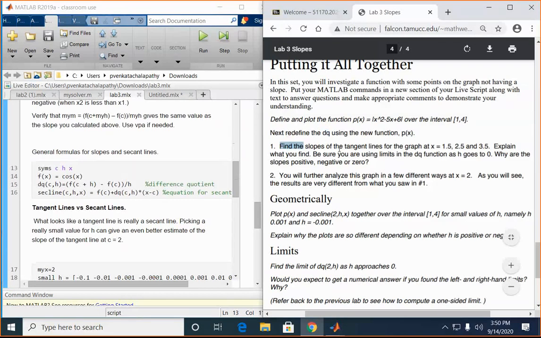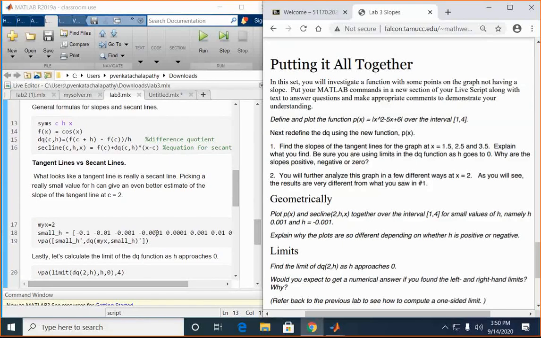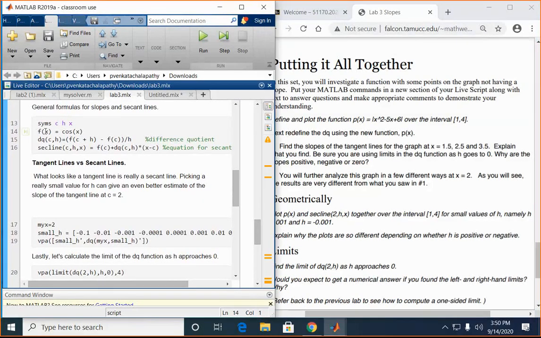Okay. So find the slope of a tangent line. You have been given certain values for x. So you will have to find the dq function. So how do you do that? Use this command, this code, copy and paste it. So here you are just going to change your function. Everything will be seen.